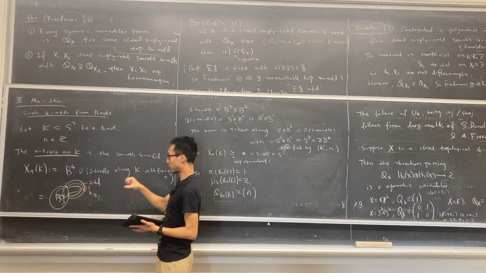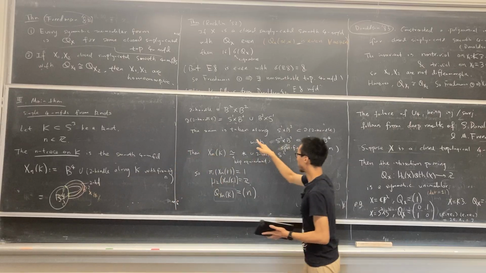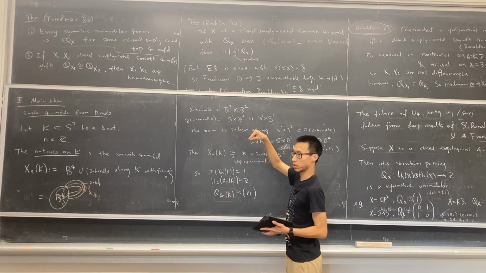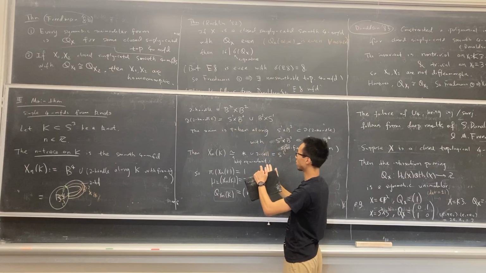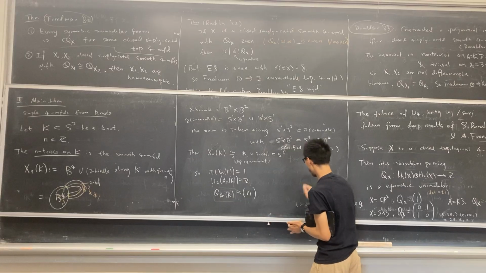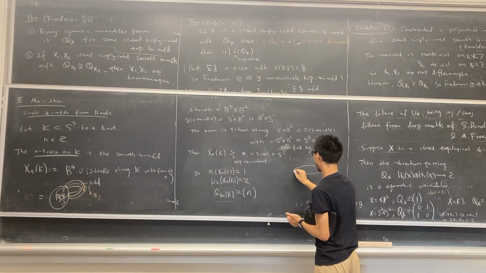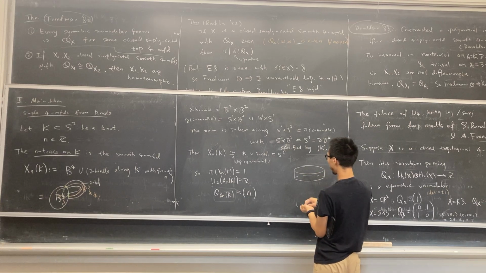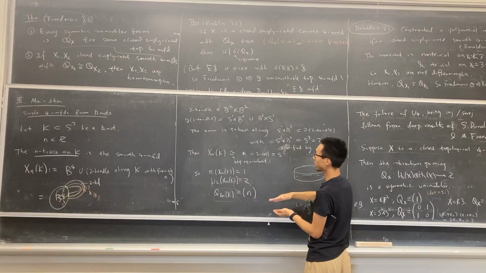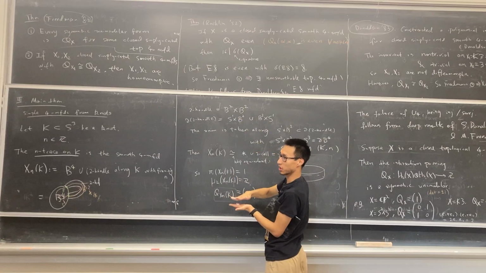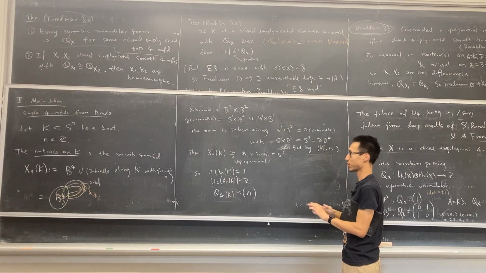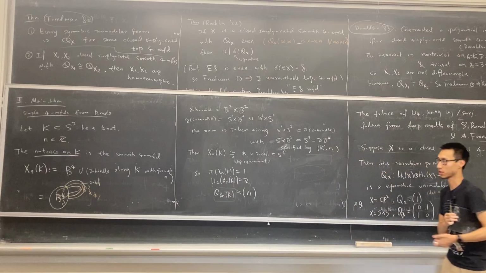Right, you can shrink the B4 to a point, and you can shrink the attaching region to a circle, to S1. Or maybe I should say you shrink the 2 handle to B2. You crush one of the directions. One has to be careful about this, but this can be done.